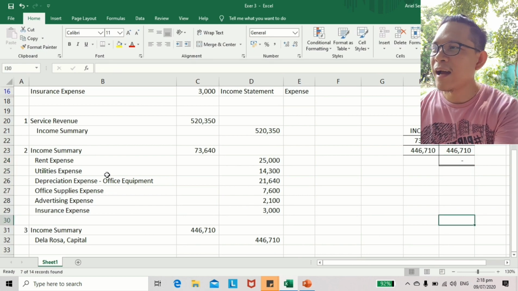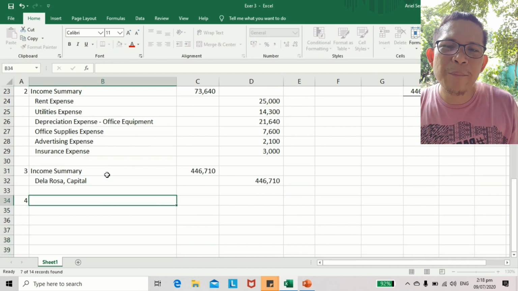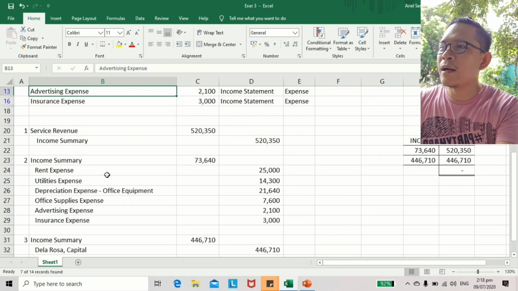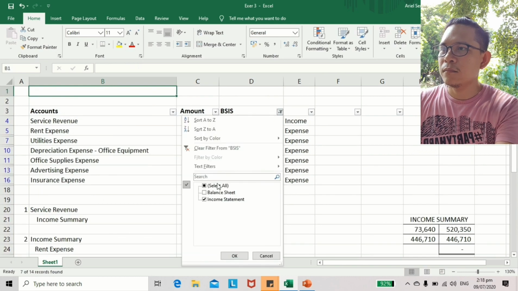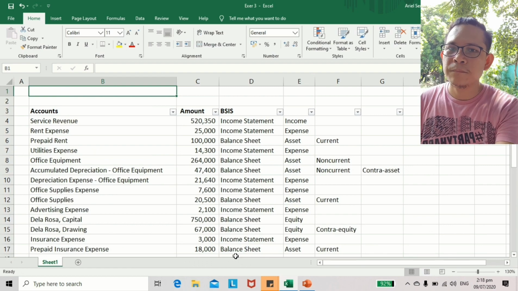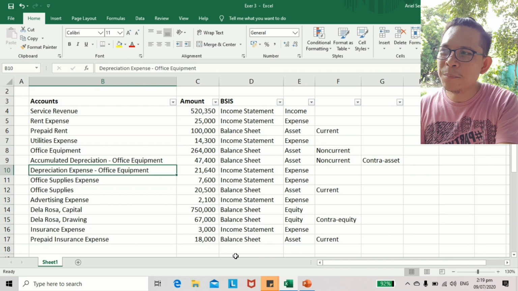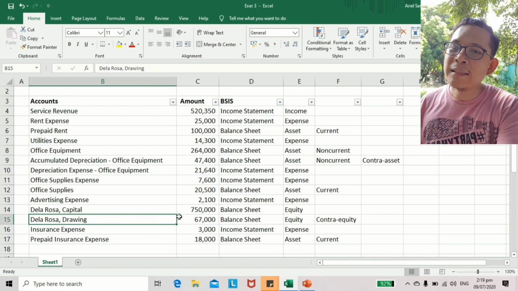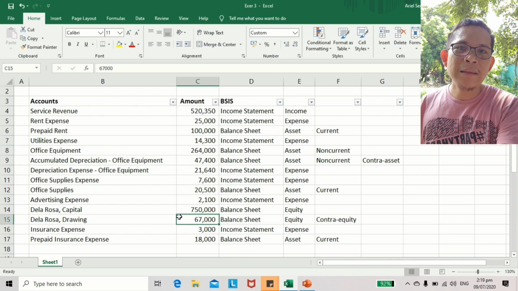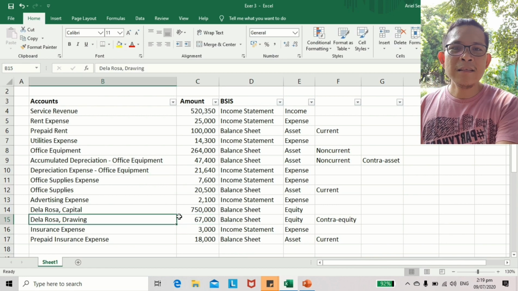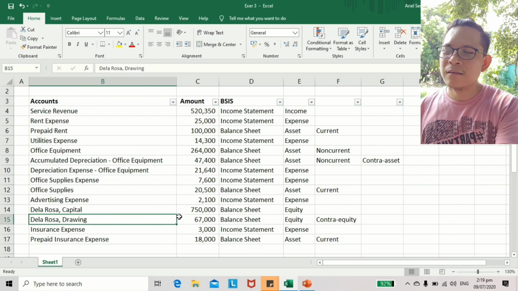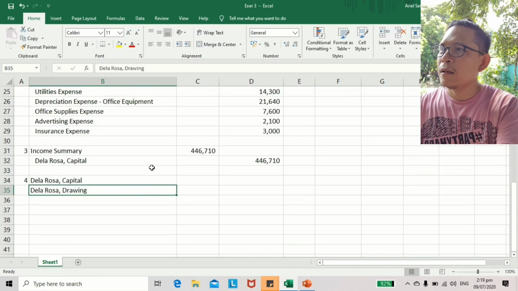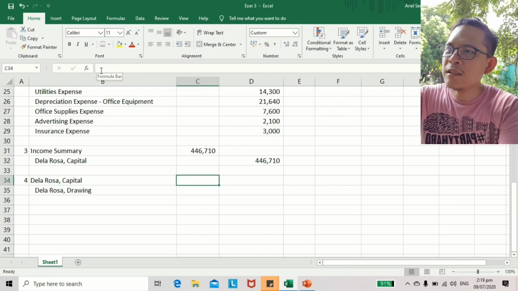Now, the step 4, proceed tayo. Ang step 4 is optional kung meron lamang drawing account. Pero kung wala ka namang i-close doon. But in this case, meron tayong drawing account. I-unfilter natin. Pagka-unfilter natin, syempre, para lumabas yung mga balance sheet accounts. We have here De La Rosa drawing na ang balance ay 67,000. So, yun yung ating pang-apat na closing step. So, i-credit natin si De La Rosa drawing, i-debit natin si capital account for the 67,000. That will be your step 4. Okay? 67,000.